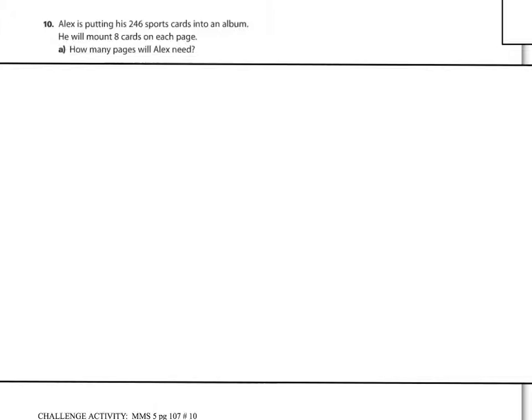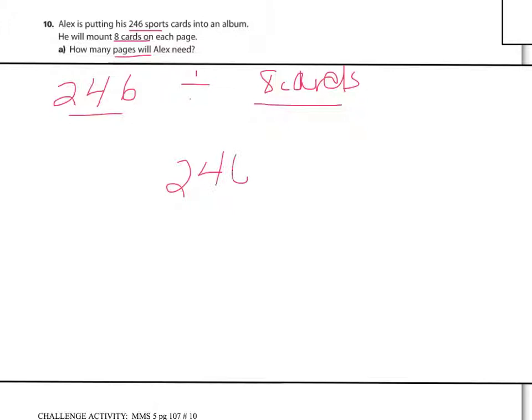We had Alex, and he was putting 246 sports cards into albums. He needed 8 cards per page. How many pages? So 246, 8 cards per page. Oh, I need to know how many pages. So my big number is the sports cards. It's not getting bigger. It's getting put into groups of 8. So that means I have to divide by 8. So 246 divided by 8.